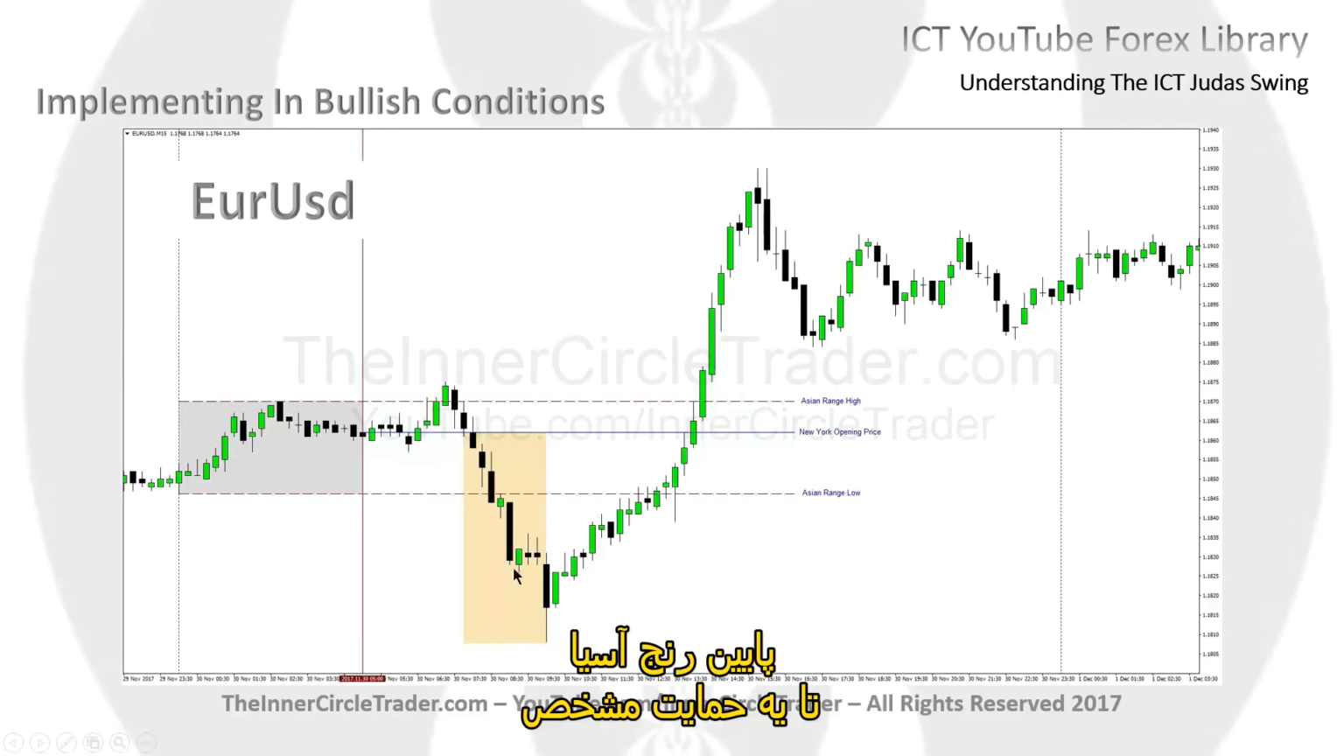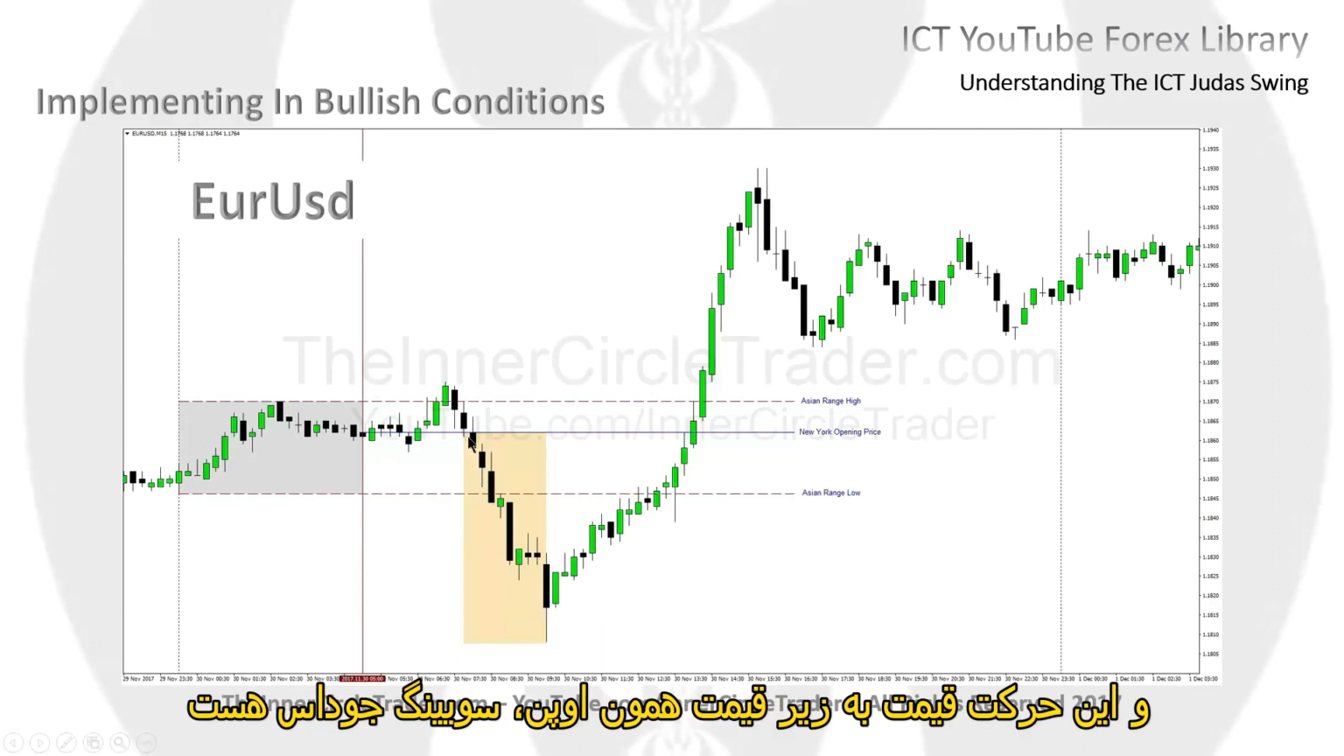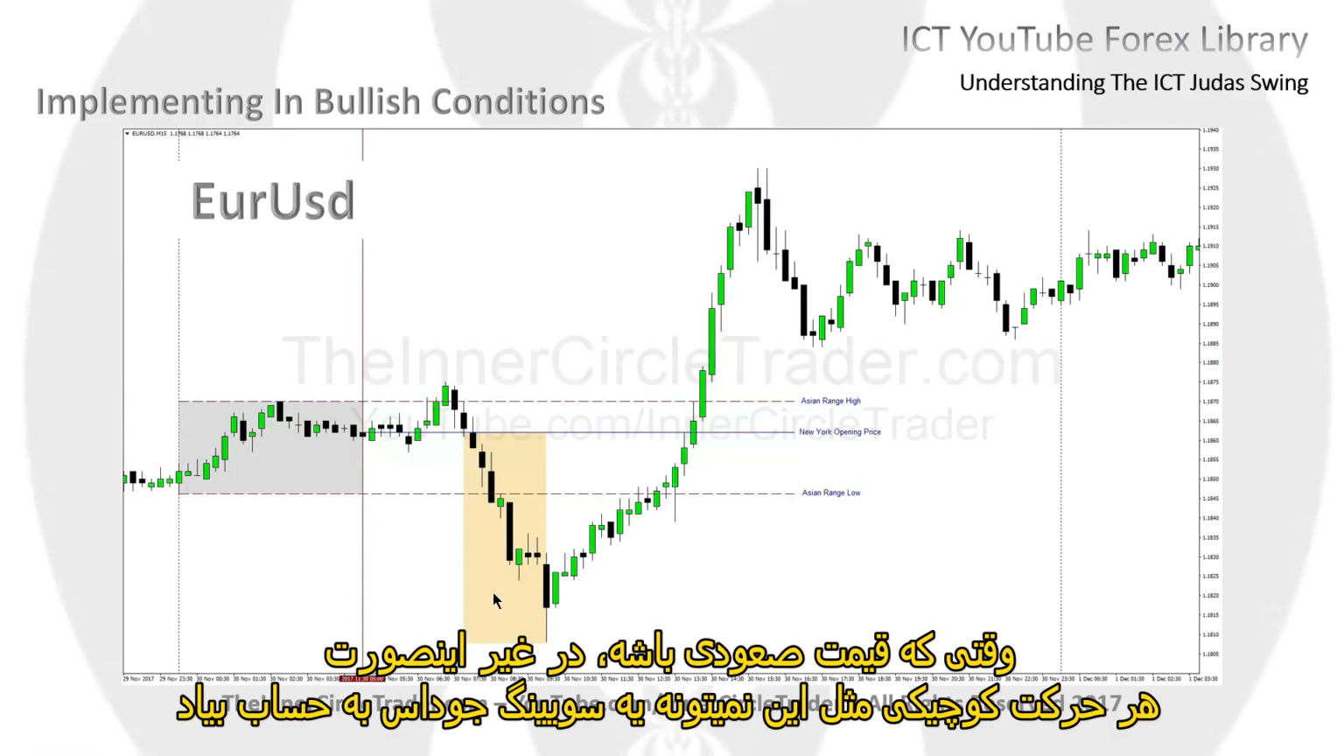Below this Asian range low, to a certain degree of support, an old high could trade to. Classic support and resistance ideas would lend well here as well. But long and short, we want to see a measure of move below the opening price. See, the actual drop below the opening price is an ICT Judas swing when the market's bullish.